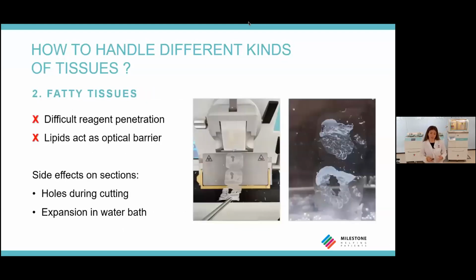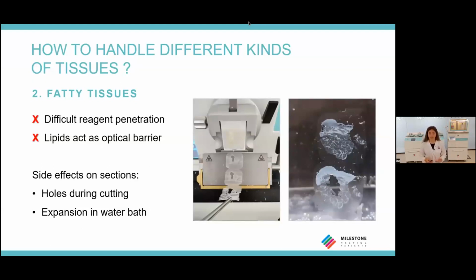Now, let's look at another type of samples. So we saw samples with a different thickness, small biopsy or big sample. Now let's look at fatty tissue. This tissue is a kind of sample that usually needs its own dedicated protocols, because this soft tissue is more difficult to be penetrated by reagent.